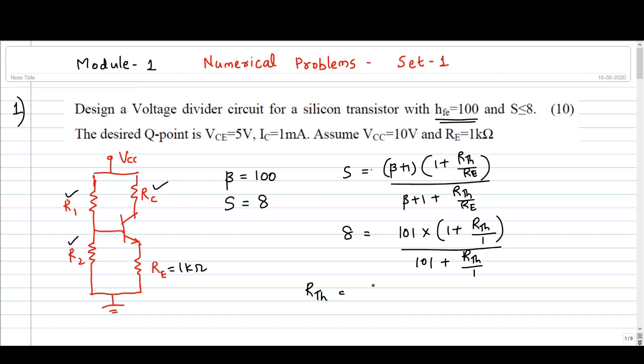So RTH is 7.6 kilo ohms. You can solve it and check the value. RTH is 7.6 kilo ohm. RTH is nothing but R1 parallel R2. So R1 R2 by R1 plus R2 is 7.6 kilo ohm. This is our equation number 1. So we have two unknown values, R1 and R2. To solve this, we need one more equation. That can be obtained by replacing this potential divider by its Thevenin equivalent.